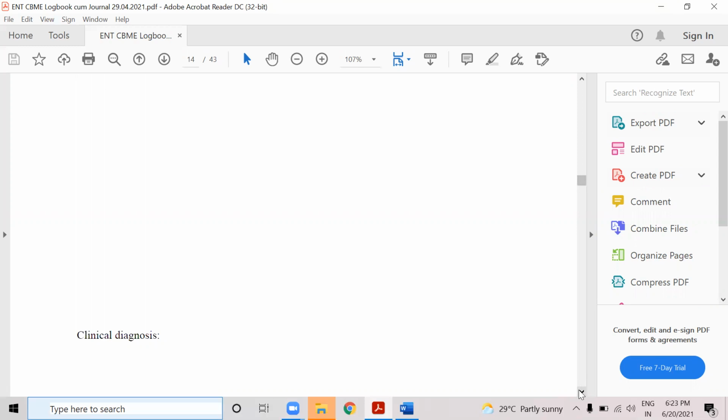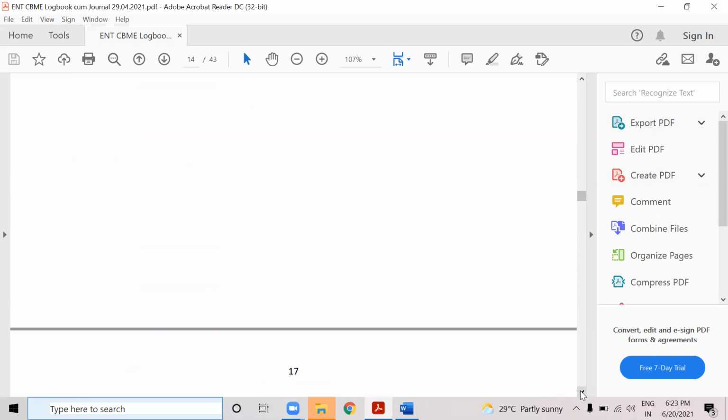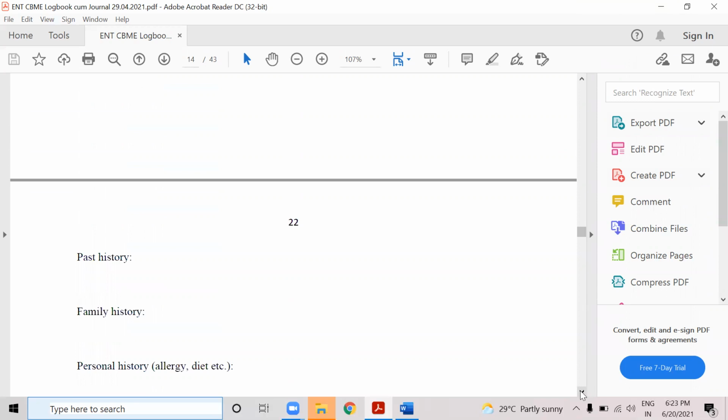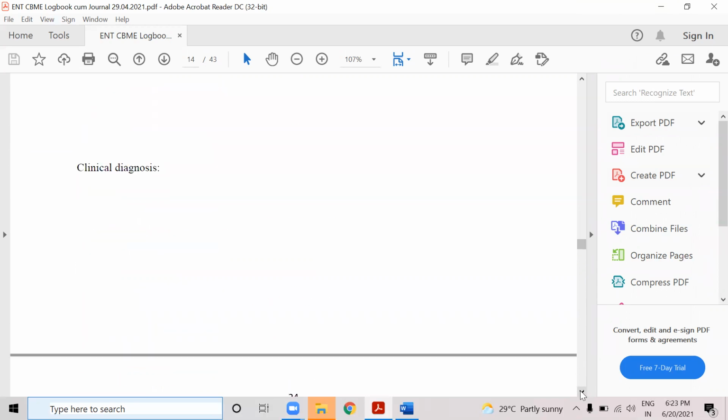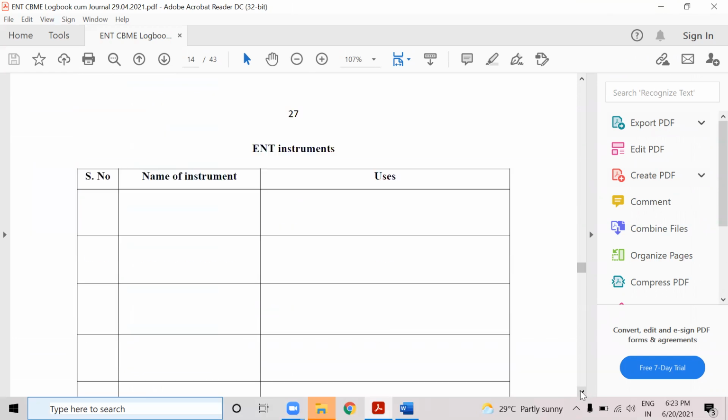So when a student completes this, he has completed one history. So I have kept 5 histories, that every student should at least have an entry of individual 5 entries in the logbook. So I have reserved some pages for these 5 histories, case histories. In that sense, this is a logbook come journal.